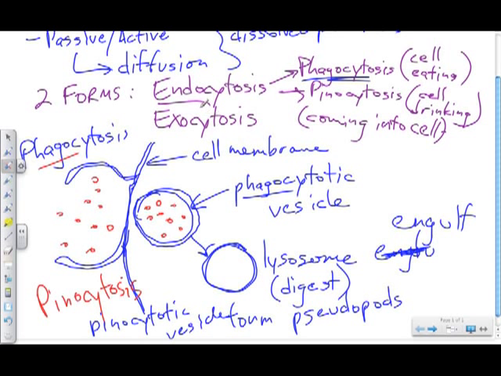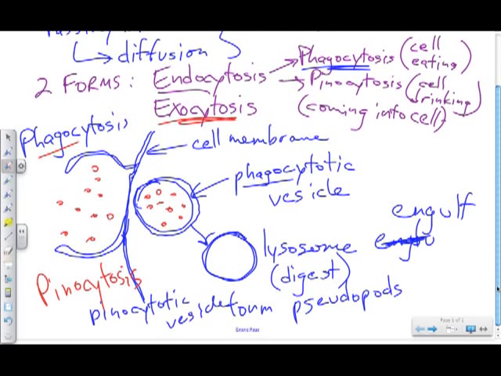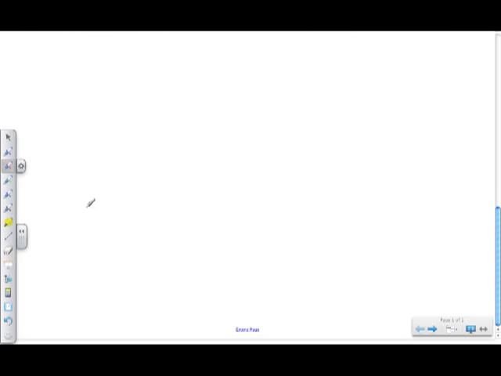Now, we looked at endocytosis, and this is where we were bringing things into the cell. Let's look at something called exocytosis. With exocytosis, we are trying to remove things from the cell. Cells can move large amounts of material into their cytoplasm and eventually make their way outside of the cell.